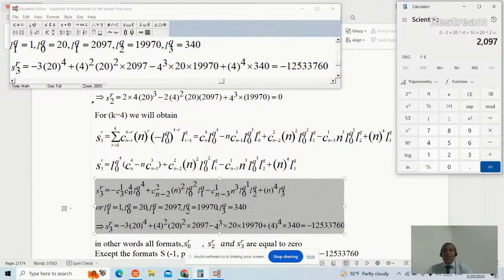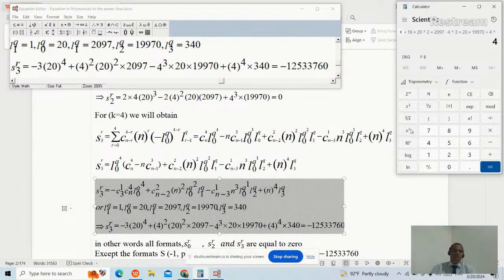2097. Okay, we finished this part. Now, minus 4 cubed, minus 4 raised to the power 3, times 20, times 19,970. Okay, because this is L2 and this one is L3, plus 4 to the power 4. This is 256, but I will write it as it is so that the learners, students, teachers, and professors can understand the method.